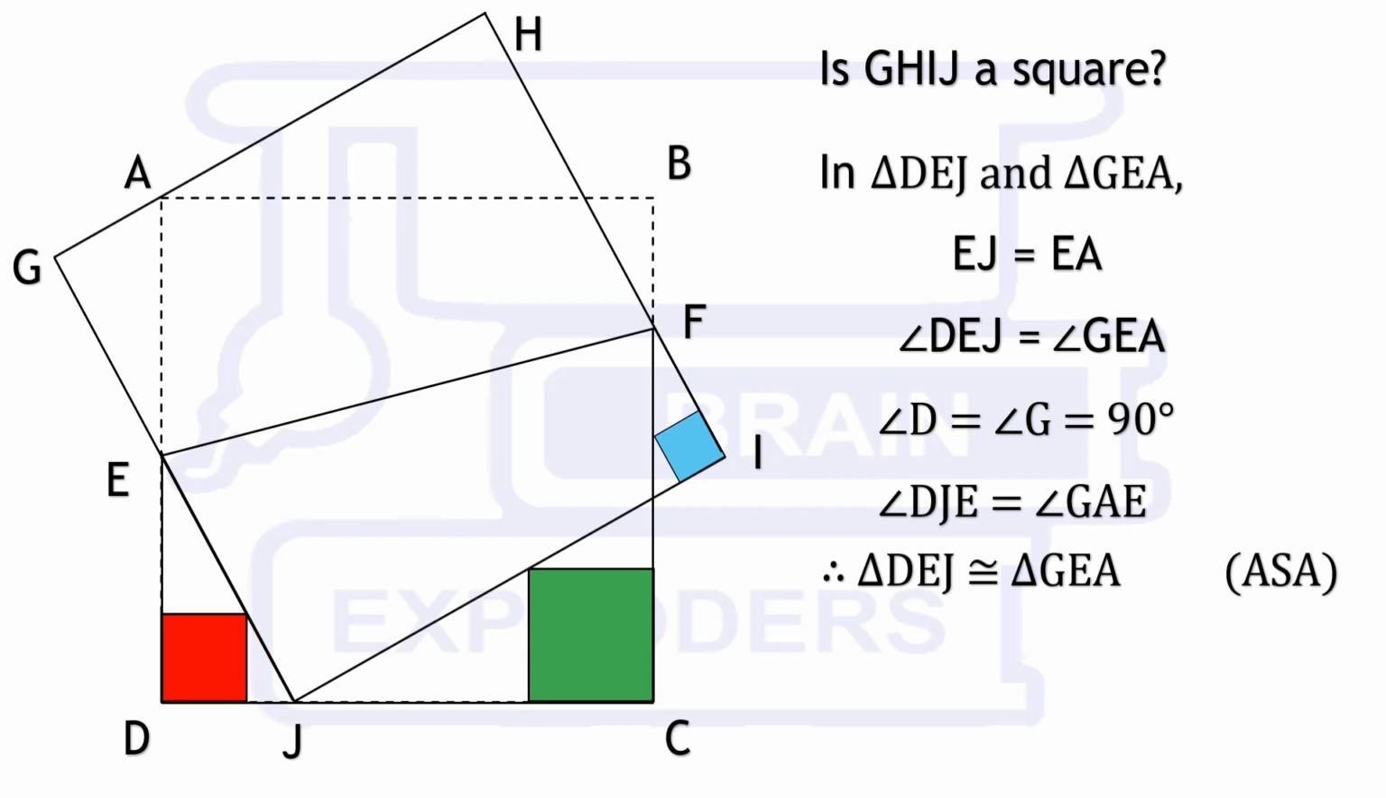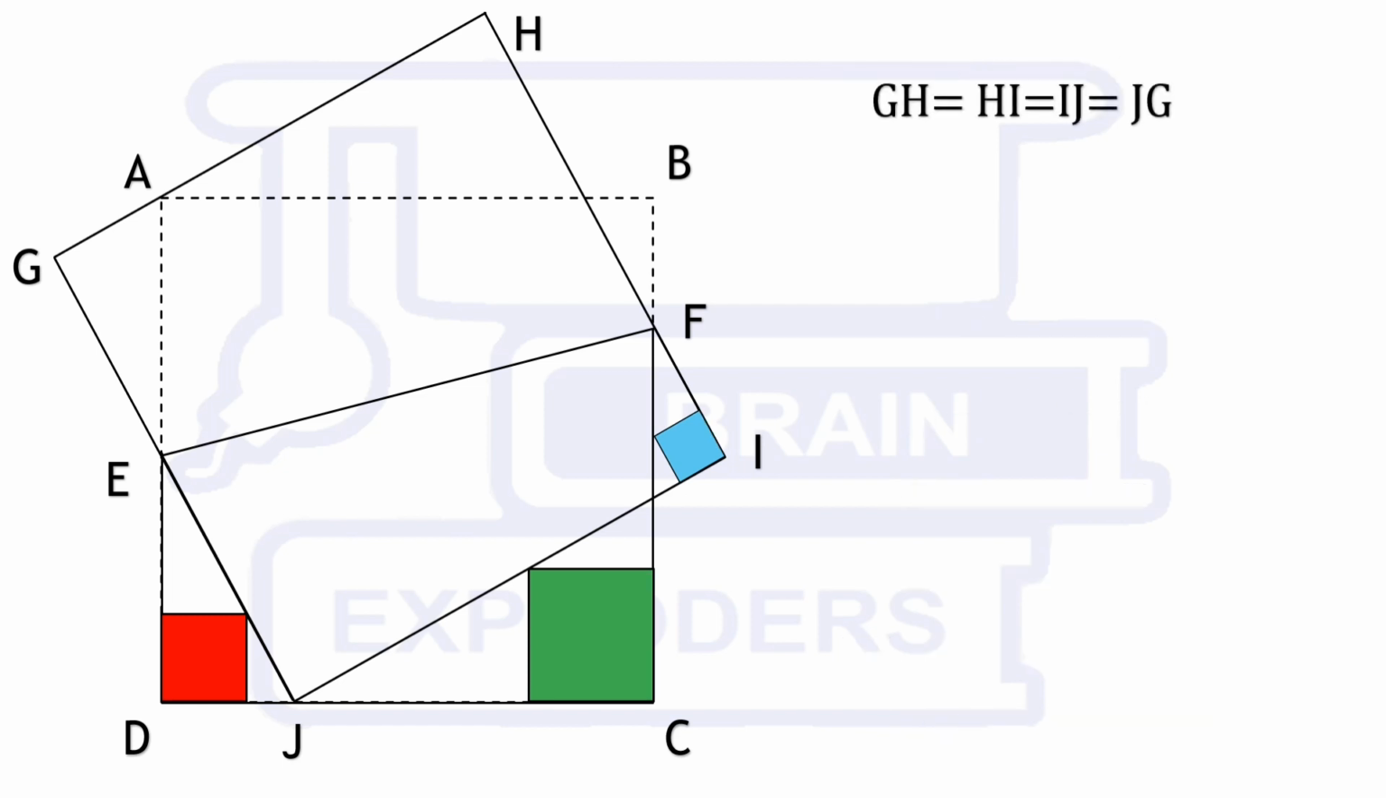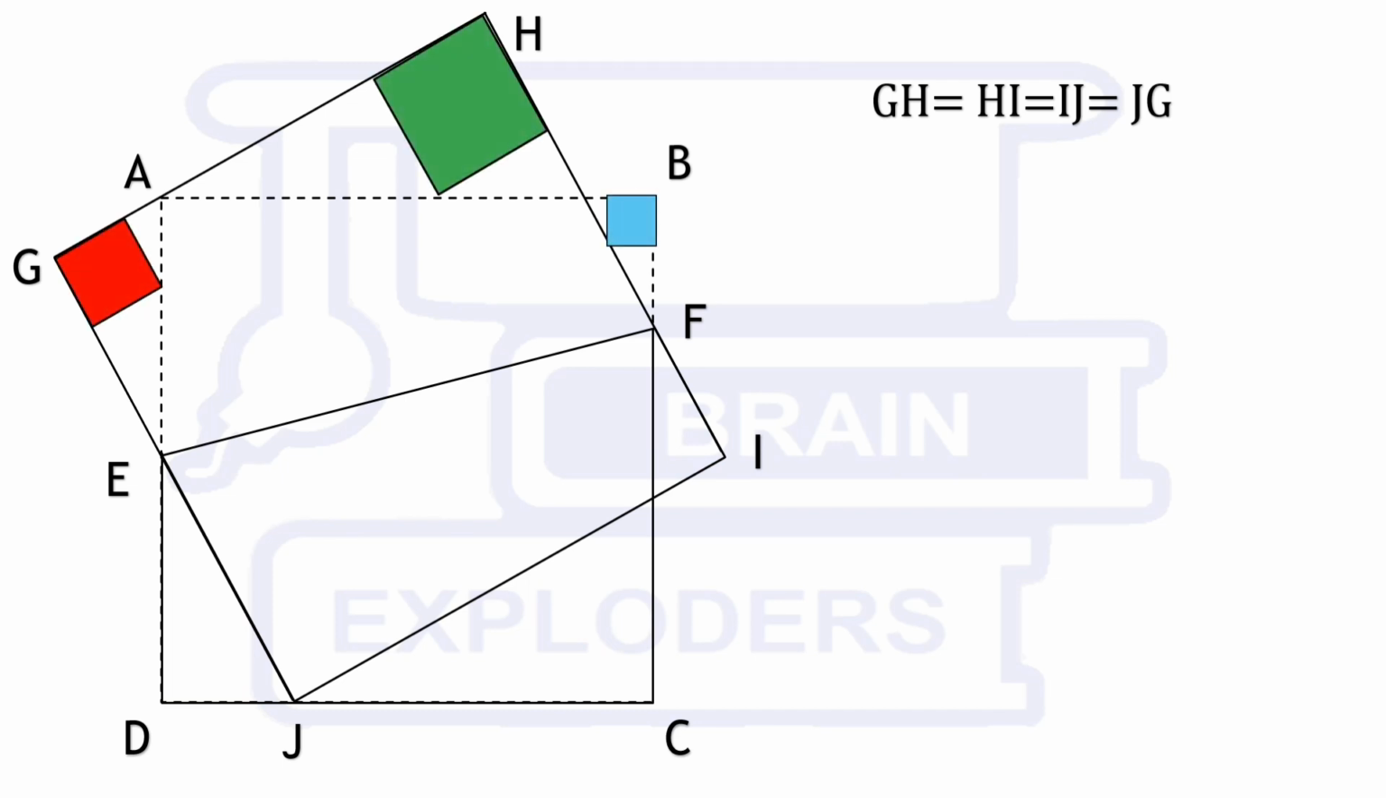So we can write GE plus EJ is equal to ED plus EA, that is GJ is equal to AD, and AD is equal to IJ as well as AB, and with this data we can conclude that GH is equal to HI is equal to IJ is equal to JG, and hence GHIJ is a square. Now since the triangle GEA is congruent to triangle EDJ, and similarly these remaining triangles are also congruent to these ones, therefore we can form these square areas in the new triangles.